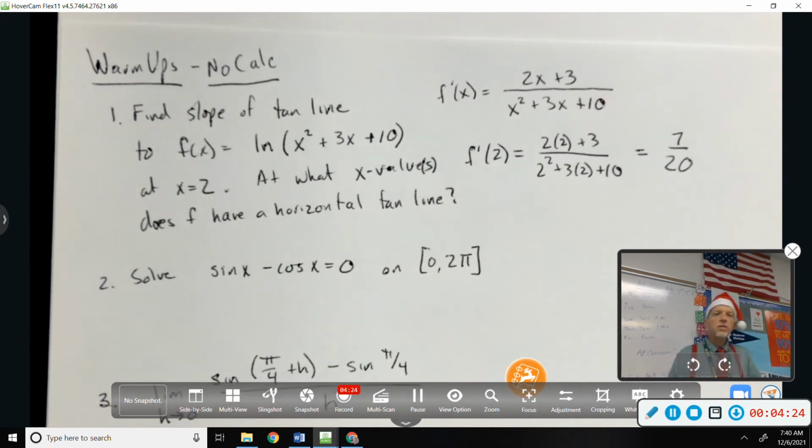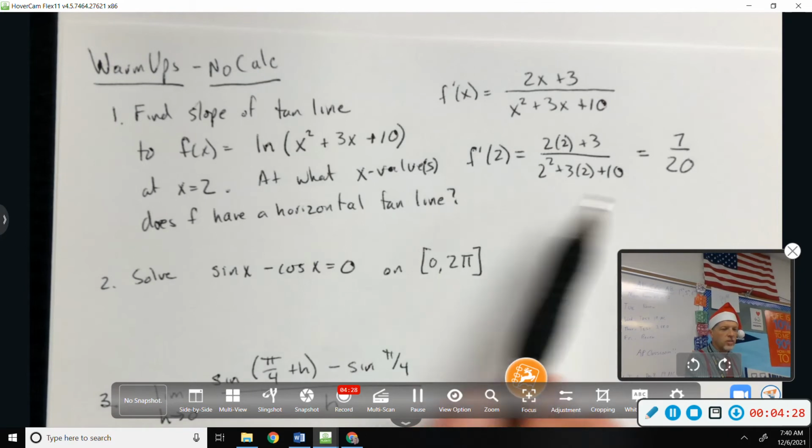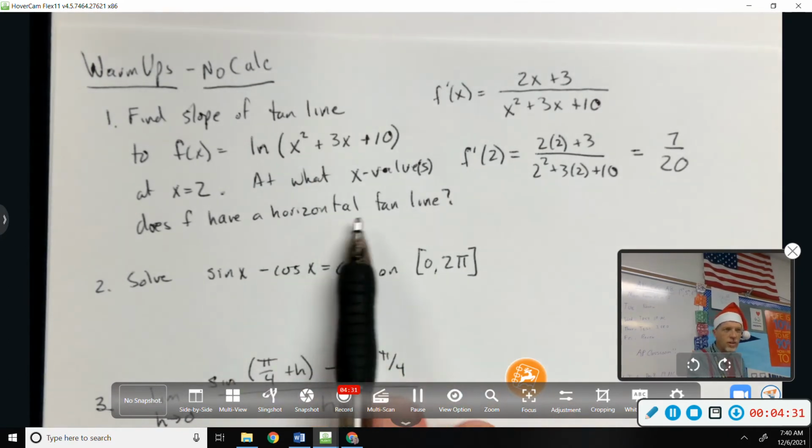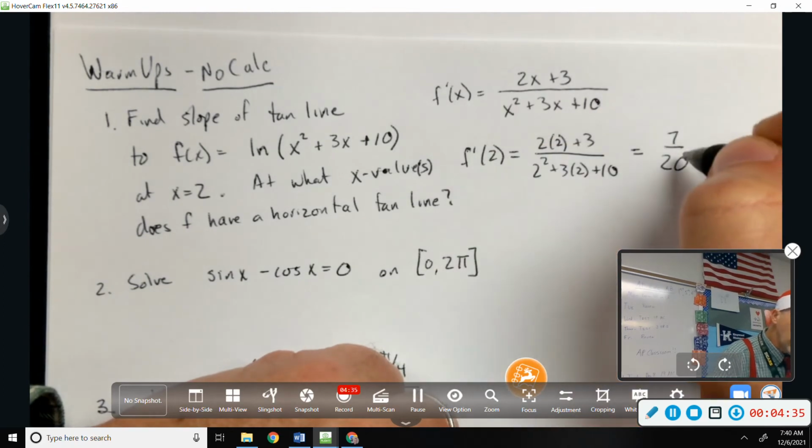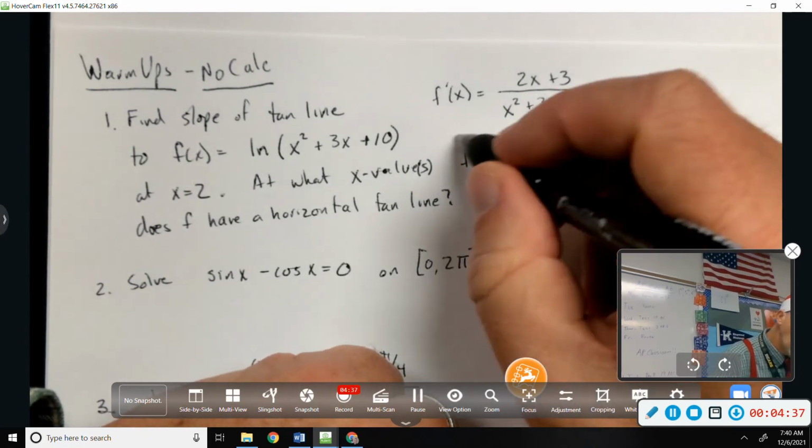But don't just box up 7/20ths, because then I'm not clear is your answer 7/20ths to the first question or to the second question? So make sure it's clear, and it might be that 7/20ths is equal to f prime at 2.